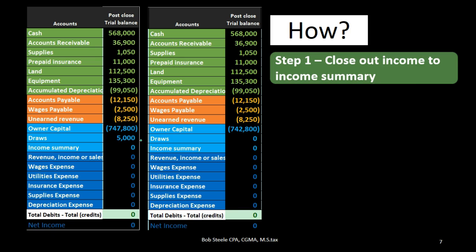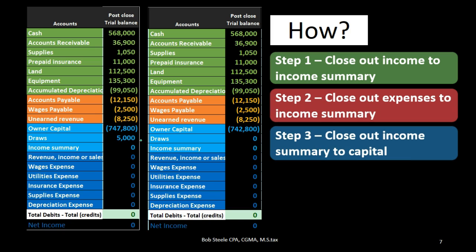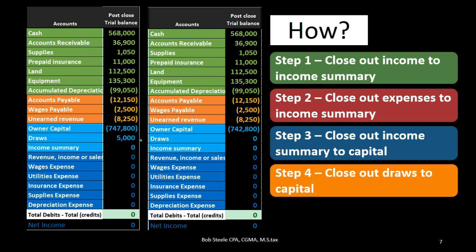What we've done so far is close out income to the income summary, and then we close out the expenses to the income summary, then we closed out this time the income summary, which had net income in it, to the capital account. Now next time we're just going to finish this off by closing out draws to the capital account.